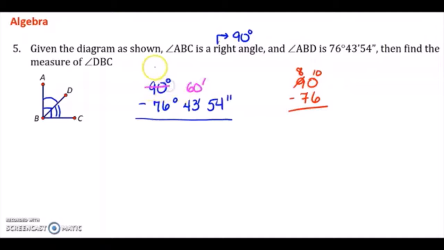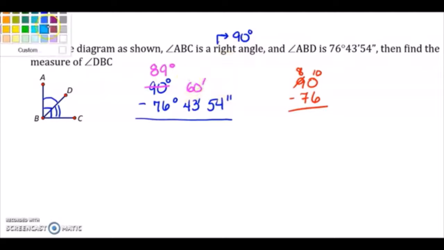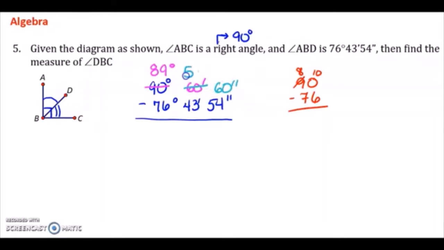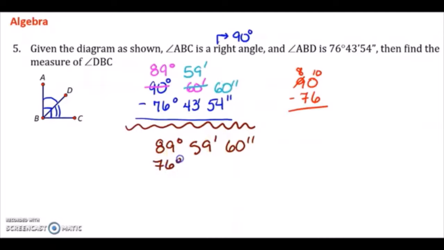There's 60 minutes in 1 degree. And then I don't have any seconds, so I have to borrow a minute. And there's 60 seconds in 1 minute. So now the problem looks like 89 degrees, 59 minutes, 60 seconds. That's equivalent to a right angle. That's equivalent to 90 degrees. And I want to subtract off 76 degrees, 43 minutes, 54 seconds.